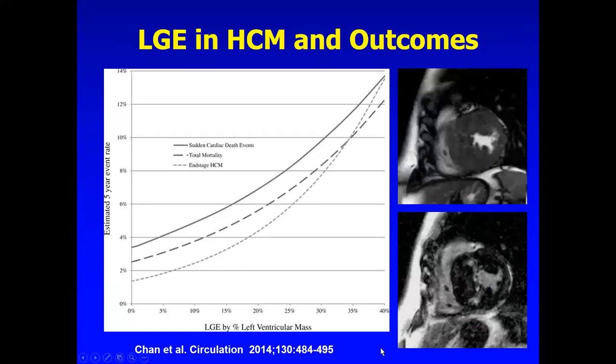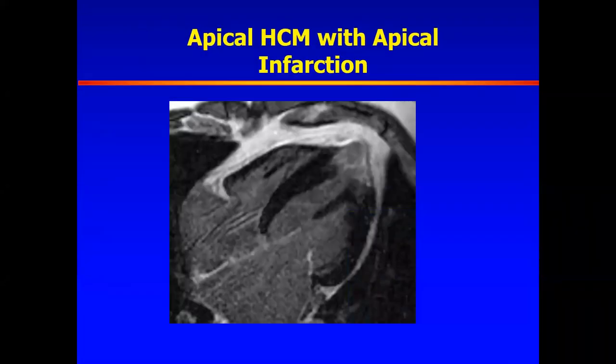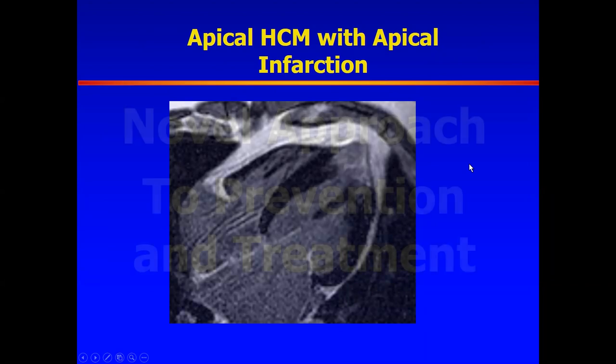And there is now an NIH-sponsored registry in the US and in Europe looking more specifically at sudden cardiac death and other CMR markers. Example of a lot of scarring and aneurysmal formation shown here in a patient with apical hypertrophy. We mentioned an apical aneurysm.